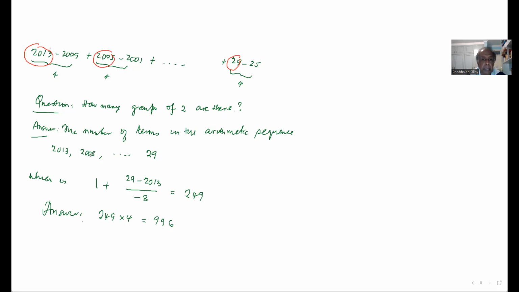The way to do that is to say 1 plus, you take the last term minus the first term and divide it by, but be careful, you have to divide it by -8, because d is -8 in this sequence. It's decreasing, so you're adding -8 to get the next one. When you calculate that, you get 249. So what does 249 represent? It means that there are 249 pairs.